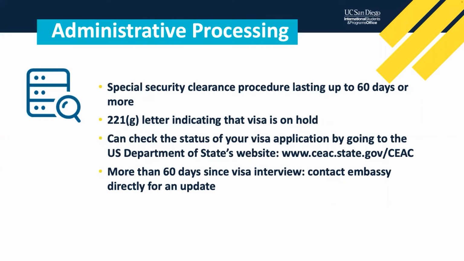So the first type of visa delay that we sometimes see our students experience is called administrative processing. What this is, it's a special security clearance procedure for your visa application specifically that can last up to 60 days or more. If this is something that you are subject to, you should receive a letter either in person or via email after your appointment called a 221G, indicating that your visa is on hold for security checks.